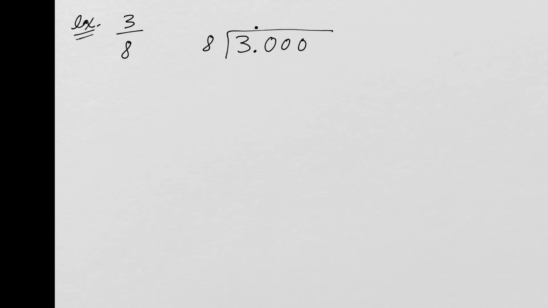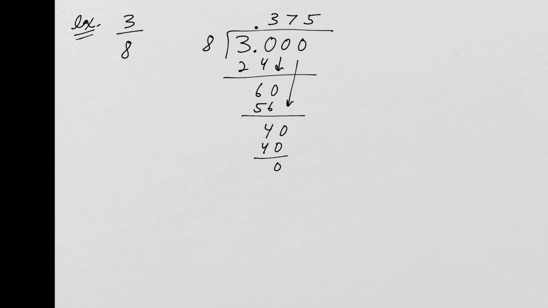So let's actually divide this out. So 8 goes into 30 how many times? Well, it goes in 3 times, right? Then 3 times 8 is 24. I subtract, bring down the next digit. 8 into 60, that's going to be 7 times. 7 times 8 is 56. Subtract, bring down the next digit, which is 0. 8 into 40 is actually exactly 5, right? 5 times 8 is 40. 0. And then after, if I were to keep going, these would all be 0 now.